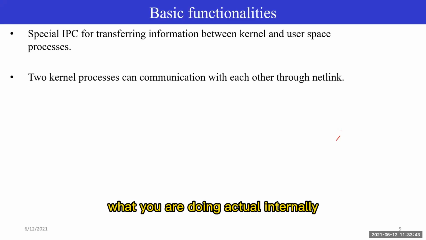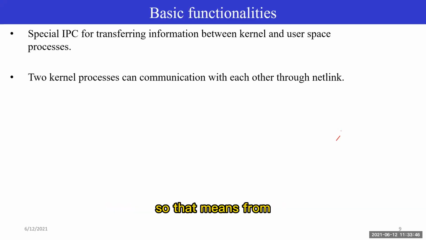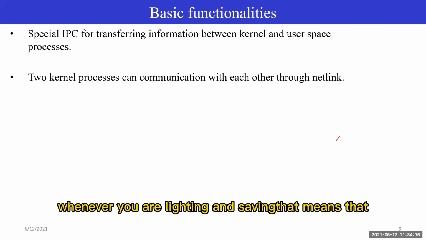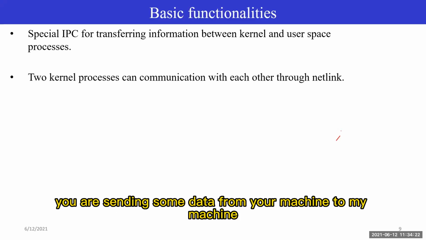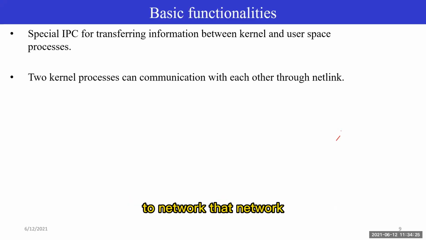Now, what is actually happening internally? Whenever you create a new file, a.txt, in your G drive and write some data there, and then save that file, it will not be saved in your machine, but rather it will be saved in my laptop hard disk. So internally, whenever you are writing and saving, you are sending some data from your machine to my machine through the network.